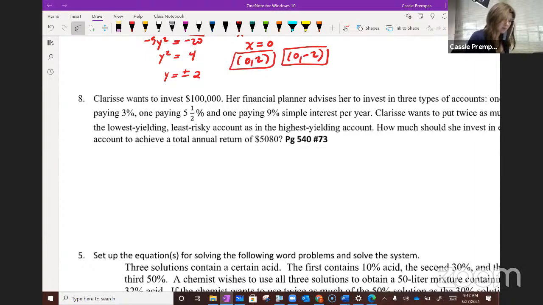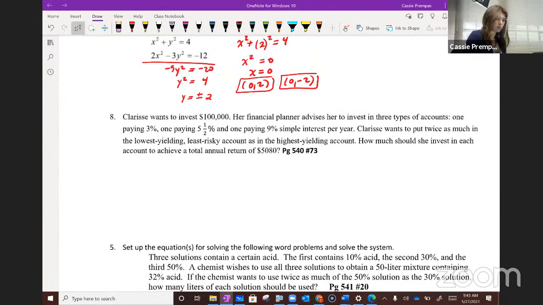All right, number 8. Clarice wants to invest $100,000. Her financial planner advises her to invest in 3 types of accounts. One paying 3%, one paying 5.5%, and one paying 9% simple interest per year. Clarice wants to put twice as much in the lowest yielding, least risky account as in the highest yielding account. How much should she invest in each account to achieve a total annual return of $5,080?